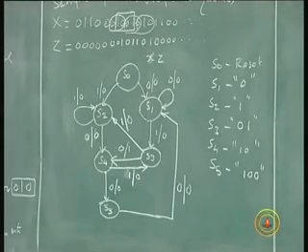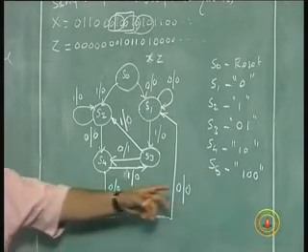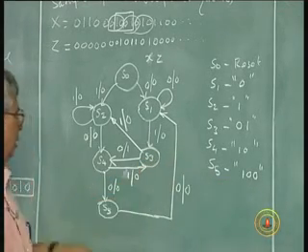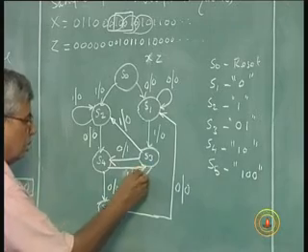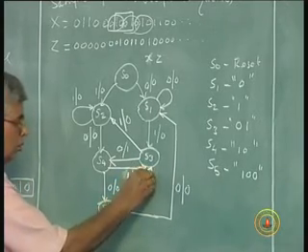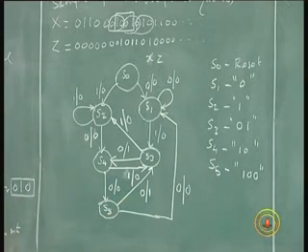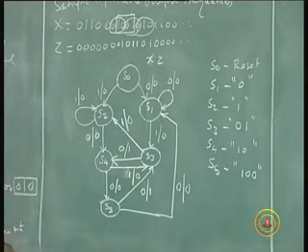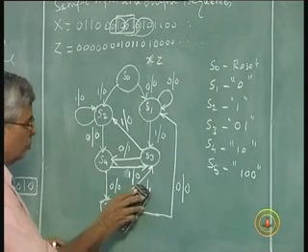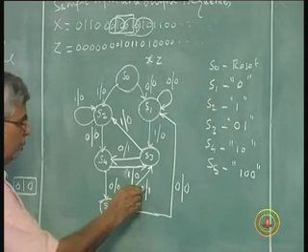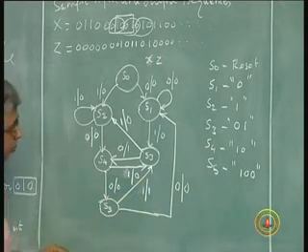S3 is that 1 0 0 1, S3. So I'll have to go here to 0 with an output of 1 because it has just completed the sequence of 1 0 0 1. One is the input, 1 is output.